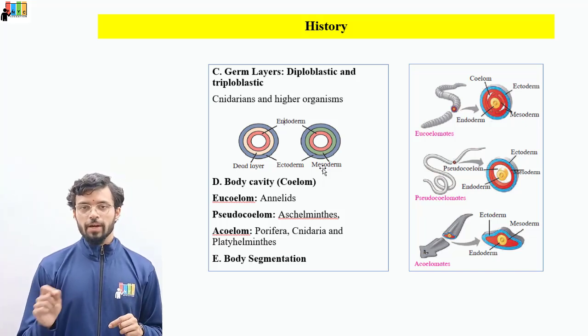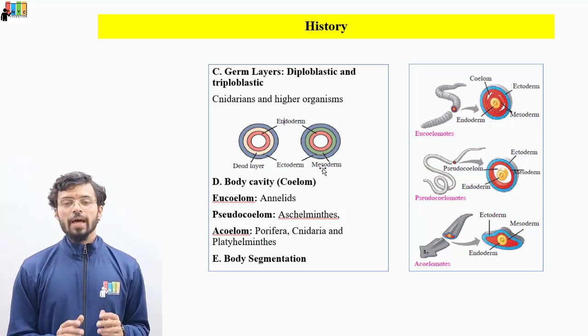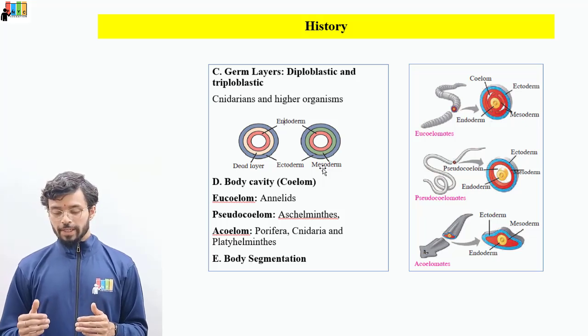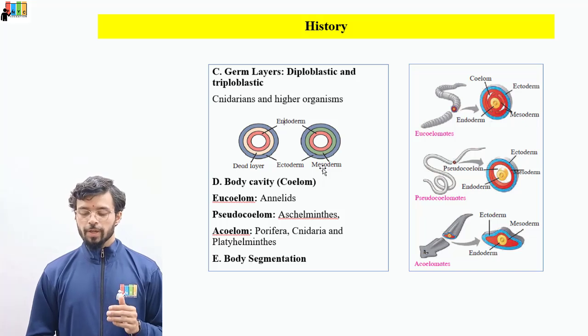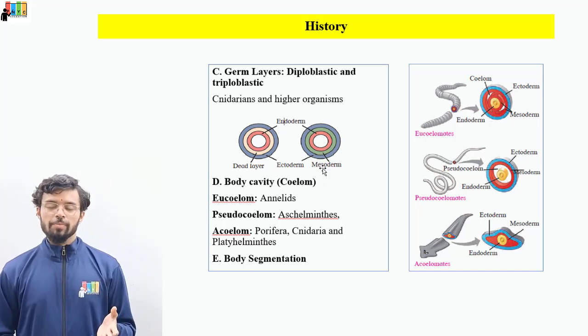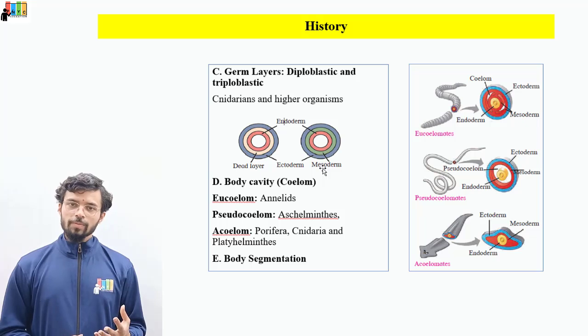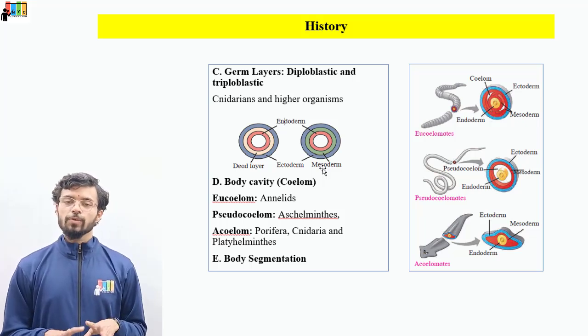In Marathi we call them gandu, right? So annelids are truly coelomic, so they have a body cavity. Then you have pseudocoelomic animals or pseudocoelom containing organisms such as Aschelminthes. So these are parasitic worms which are present in your tummy if you're not dewormed.